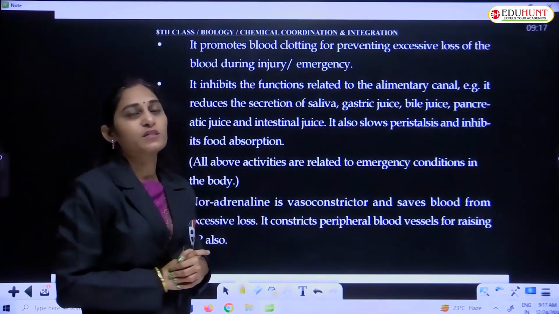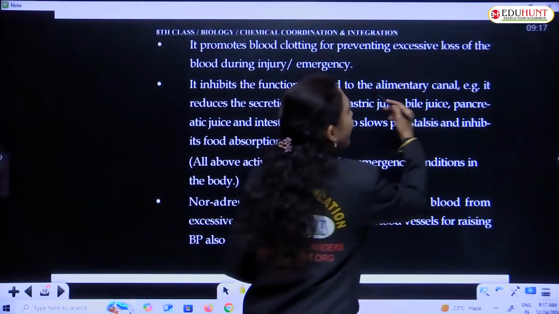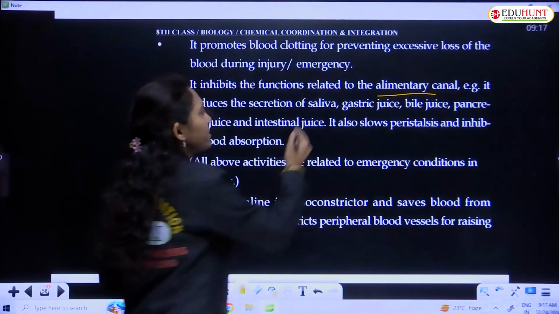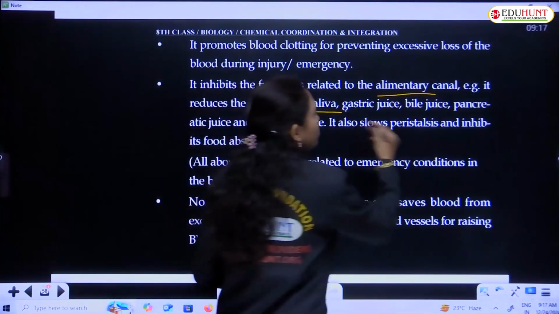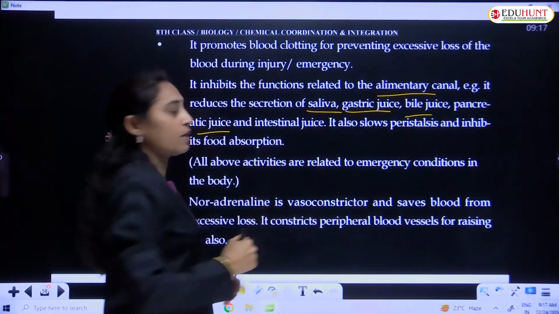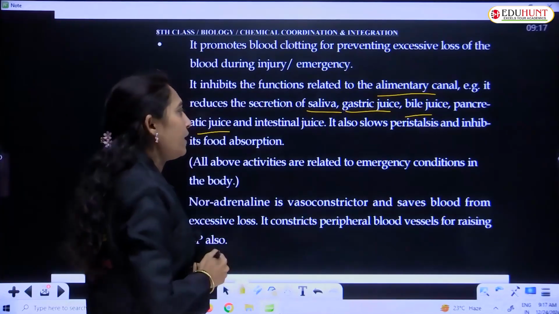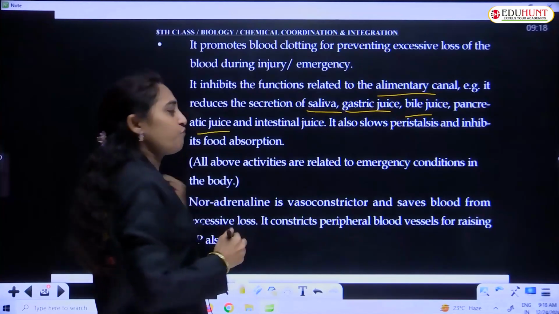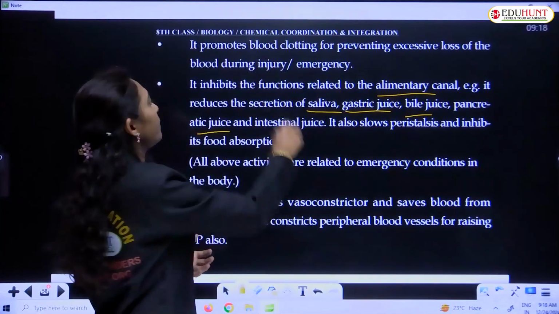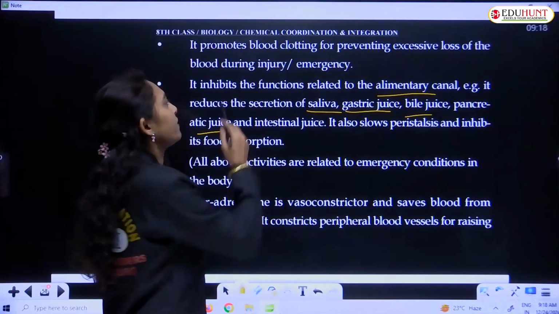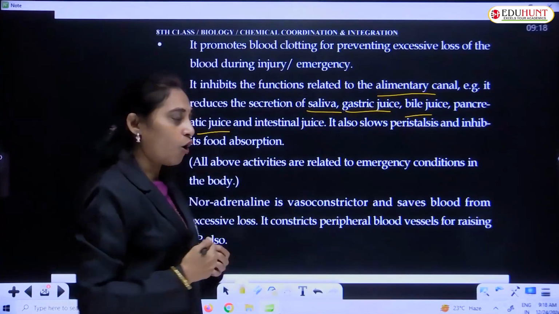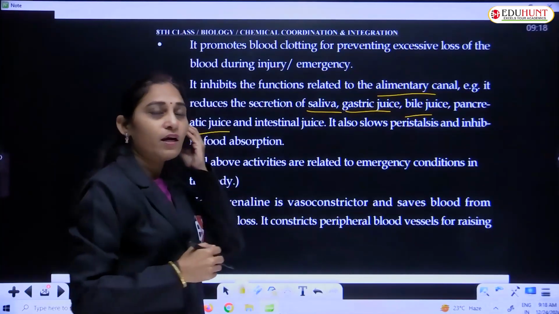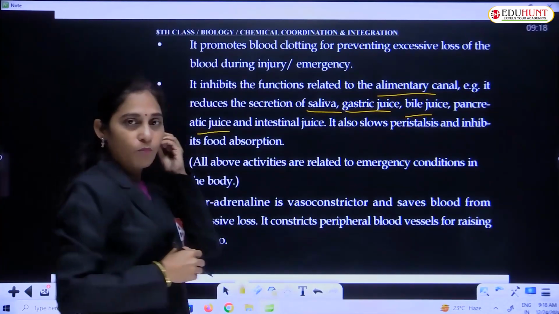It also inhibits the functions related to the alimentary canal. For example, it reduces the secretion of saliva and gastric juices, bile juice, pancreatic juice and intestinal juice. And it also slows peristaltic movements and inhibits food absorption. These are all caused by the adrenal hormone, that is adrenaline. All the activities are related to emergency situations in the body.